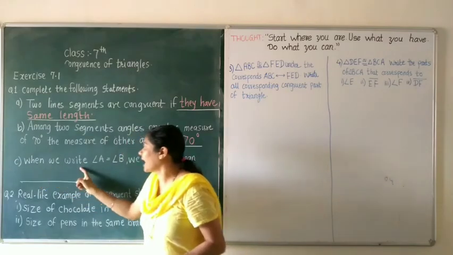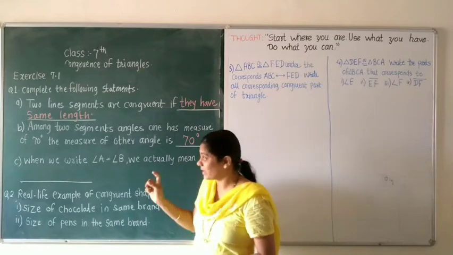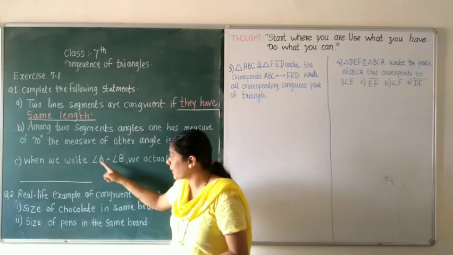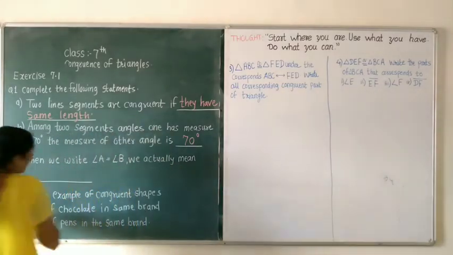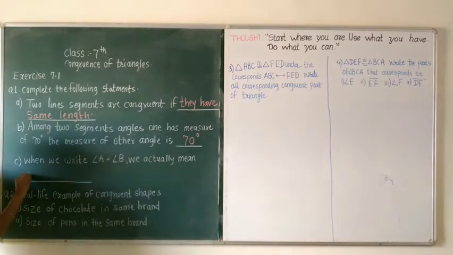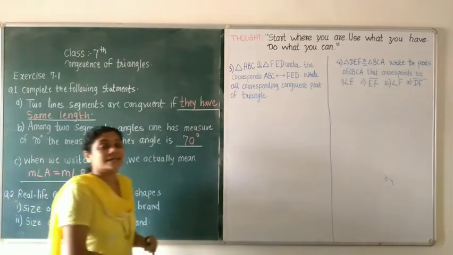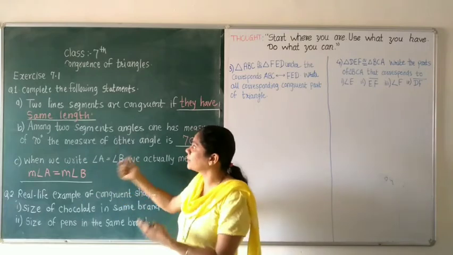Third one, when we write angle A is equal to angle B, we actually mean, when we write the equal to sign, what is the meaning of that sign? The measures of both angles are the same. So what is the actual meaning of that? We have to express it in a mathematical way. So what can we write here? Measure of angle A, that means the measurement of angle A, is equal to measure of angle B. So like that we have to solve these fill in the blanks, or complete these statements.